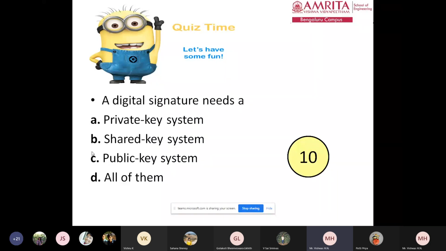Okay, so a digital signature needs what? A digital signature needs a shared key or a public key or private key or all of them. What is your answer, students? We know what a digital signature is now. Any guess? Public key system, sir. Public key. Are all of you sure?